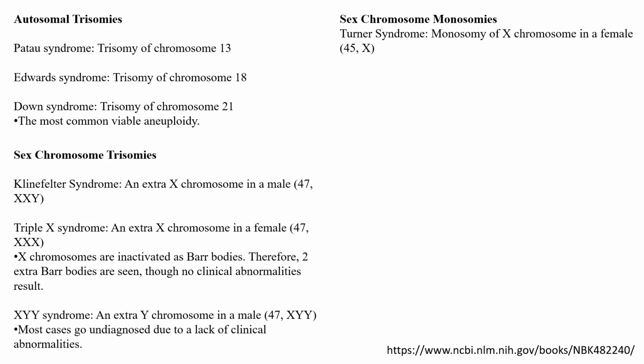Okay, because essentially what would have happened is the egg would have had an extra chromosome 21, or the sperm has an extra chromosome 21, and when it fuses with the egg or sperm, correspondingly it will have three copies instead of two, because there was some problematic segregation at some point.